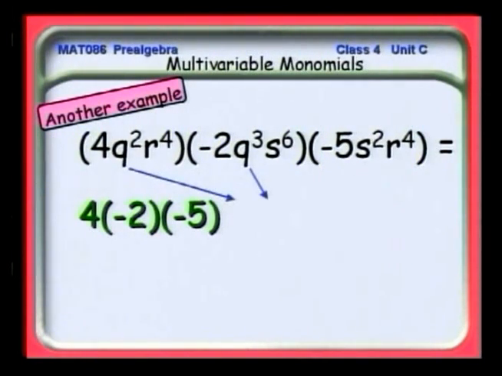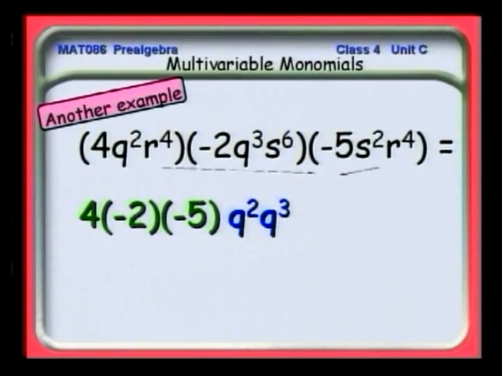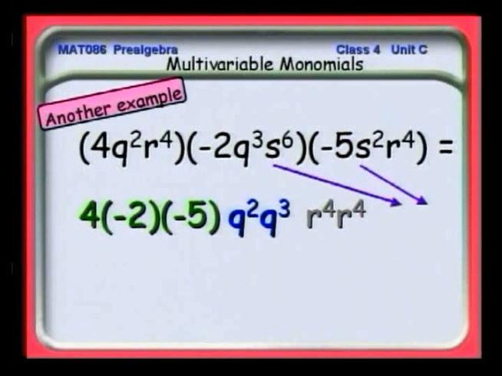I'll go hunting now for q terms, and I see 2 of them. There's a q squared in the first factor and a q cubed in the second factor. Now I go hunting for r terms. There's an r to the 4th in the first and another r to the 4th in the third. Finally, I'll look for s terms, and I see 2 of them, s to the 6th in the second factor, s squared in the third.